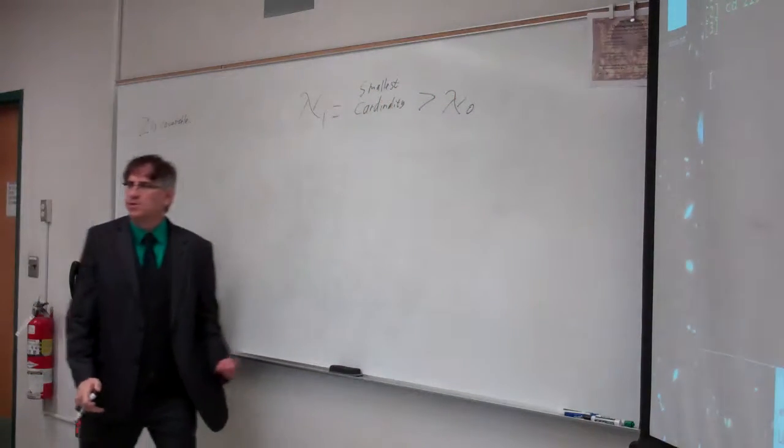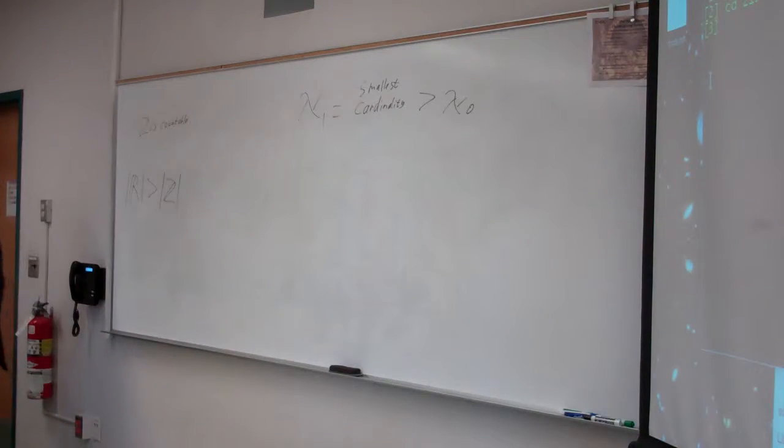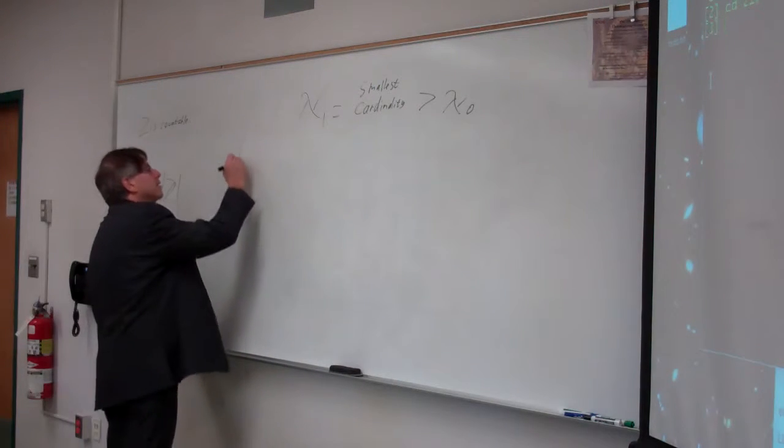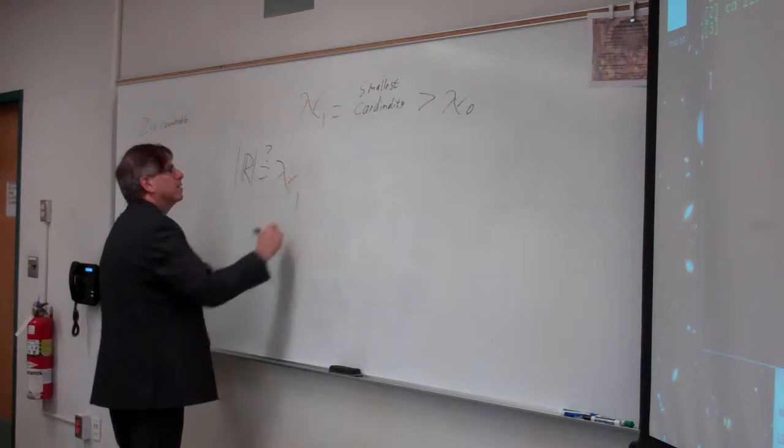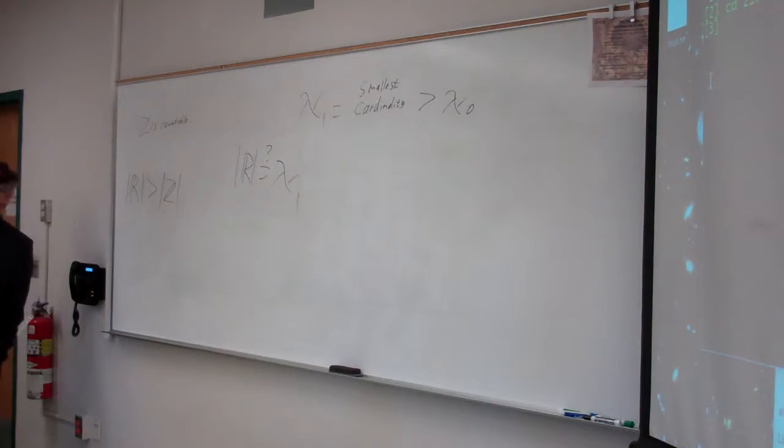Aleph 1 is the smallest cardinality that's bigger than aleph naught. It's the cardinality of the smallest set in some sense that's strictly bigger than the integers. And the cardinality of the reals may be equal to aleph 1. That's the continuum hypothesis. Is that true or not? So if you believe that, then you could use that for the cardinality of the reals, but you'd start a bargaining fight.